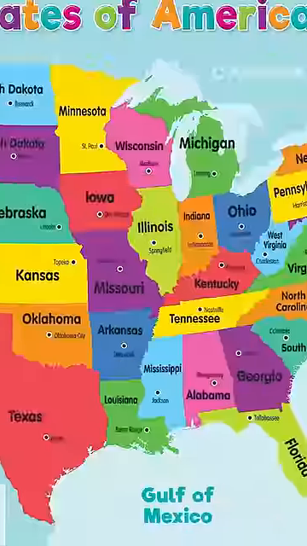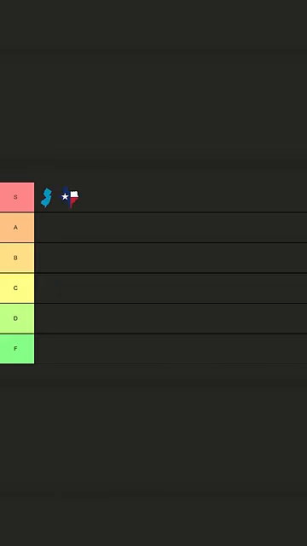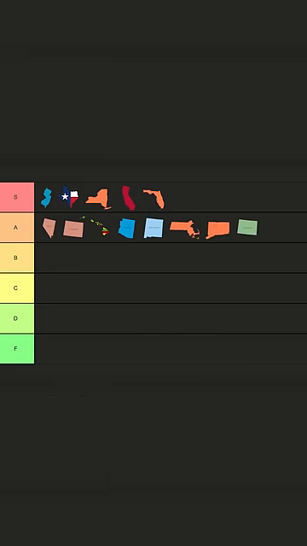Here's my ranking of every state. So in the S tier, we have New Jersey, Texas, New York, California, and Florida. Moving down to the A tier, and we have Nevada, Wyoming, Hawaii, Arizona, New Mexico, Massachusetts, Connecticut, Colorado, and Tennessee.